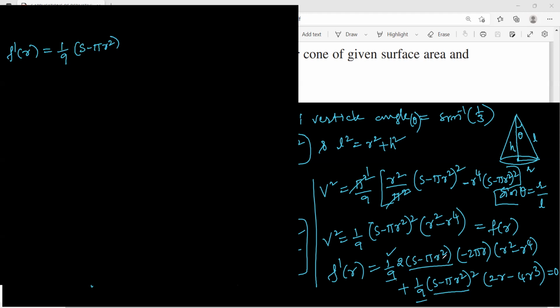1 by 9 into S minus pi r square is common. So twice here, here also you have twice. But anyway, I'm not taking twice common. If twice is also taken common, what is left, you know? So 2 by 9 is common, S minus pi r square is common. So minus 2 pi r into r square minus r to the power of 4. So r, you better take inside. But here 2 is common, understanding this 2 is common. So 2 by 9 is common, S minus pi r square.